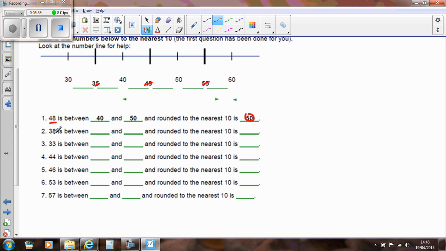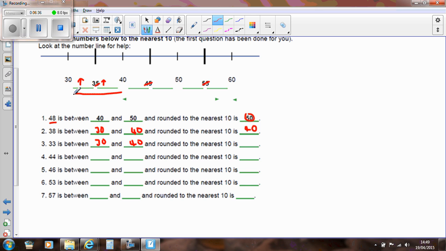If we look at 38, 38 is between 30 and 40. But it's closer to 40 because 8 is close to 40. I mean, this is why the 5's come in handy, because 38 is probably about there, isn't it? Which means that it's closer to 40 than it is to 30. That answer's 40. 33 is between 30 and 40, so again the same, but 33 this time is probably about there, which means that it's closer to 30 than it is to 40.